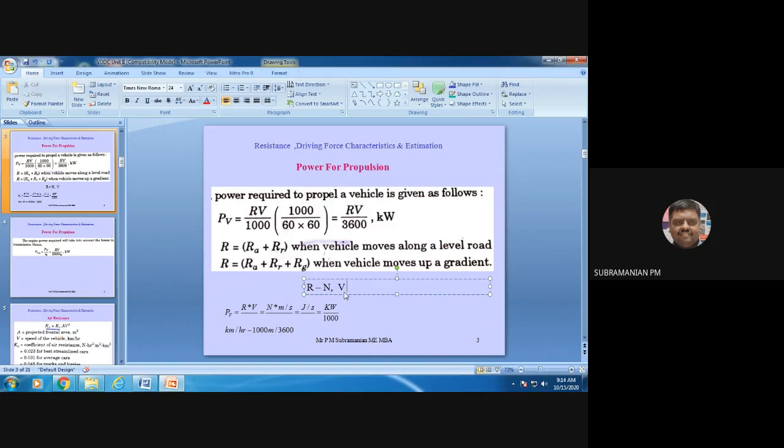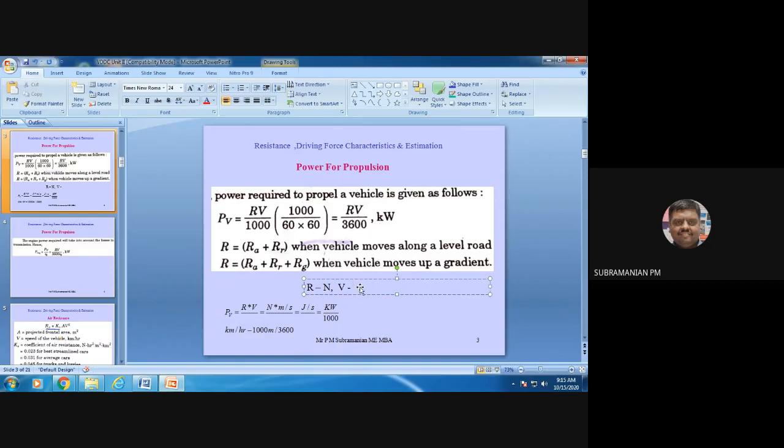What about V? It should be in meter per second or kilometer per hour? This term is for converting kilometer per hour into meter per second. I am putting 1000 by 3600, 1000 getting cancelled, and I am putting 3600 in the denominator. So I have accounted for that. This 3600 is for converting kilometer per hour into meter per second. So I can't substitute V again in meter per second.